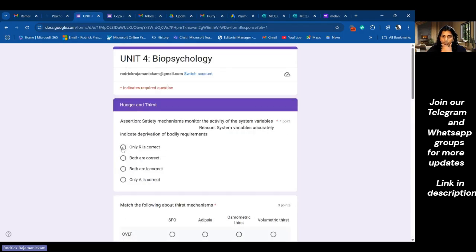So hunger and thirst. So there's an assertion reason question, which you will see mostly in NET only, not in most of MPhil questions. Maybe in IMHANS you can see it. So satiety mechanisms monitor the activity of system variables. System variables accurately indicate deprivation of bodily requirements. So only R is correct here because satiety mechanisms do not monitor system variables directly. They monitor the correlates of system variables.